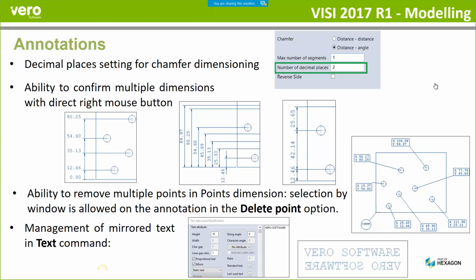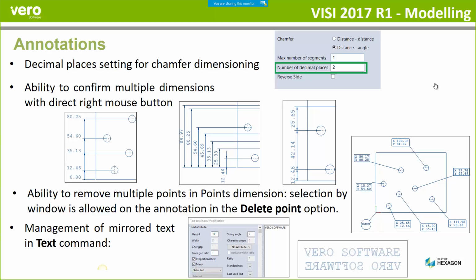Anyone using multiple dimension functions, you can now confirm them with the right mouse button. So this is going back to the function I said earlier. If you use any of these multiple dimension functions, previously you would have pressed the right mouse button to confirm you'd finished dimensioning, and then it gave you an option saying, do you want to finish this dimension? So you had to do it twice in essence, which got a bit annoying, but now you can just right mouse click and it'll take you straight out of the function.